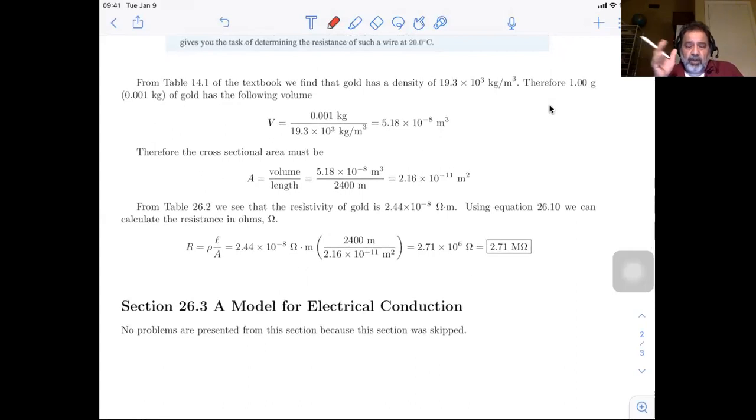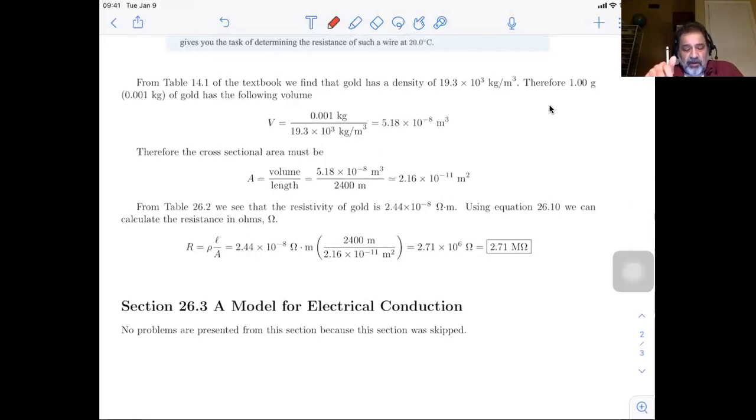Okay, so we go to table 14.1 of the textbook, and we find that gold has a density of 19.3 times 10 to the 3 kilograms per cubic meter. Therefore, 1 gram, 0.001 kilogram of gold has the following volume. The volume is equal to the mass divided by the density, 0.001 kilograms divided by 19.3 times 10 to the 3 kilograms per cubic meter. So the volume is 5.18 times 10 to the minus 8 cubic meters.